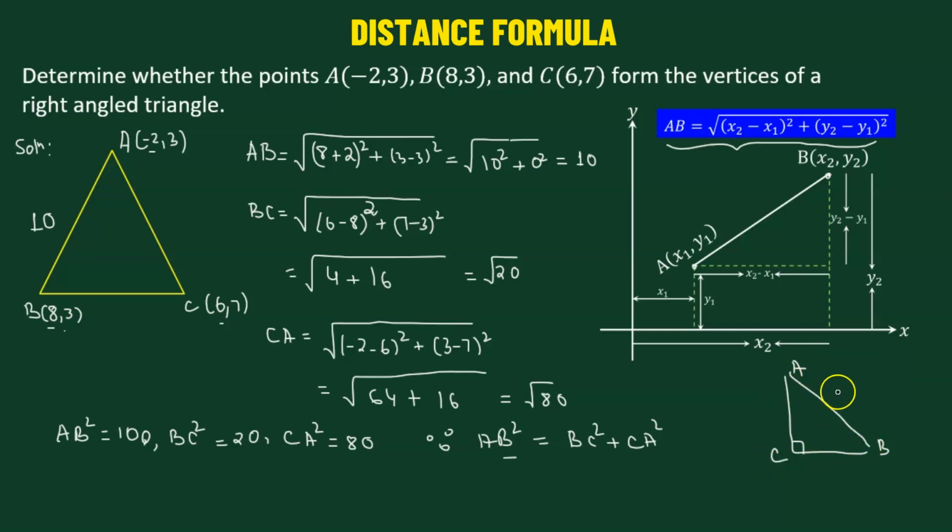So AB has a length of 10 units, AC we found is square root of 80, and CB, or BC, has a length of square root of 20. So this is indeed a right angled triangle, because it follows the Pythagoras theorem. Hence A, B, and C are the vertices of a right angled triangle.